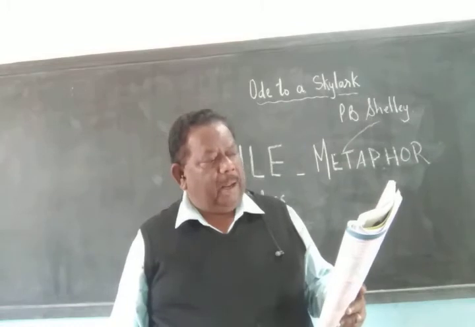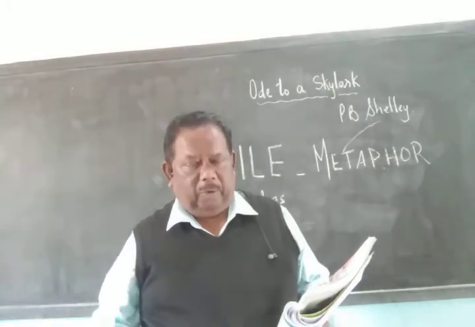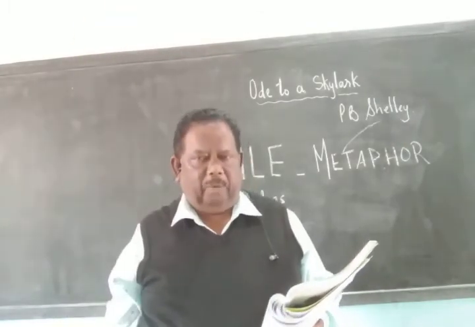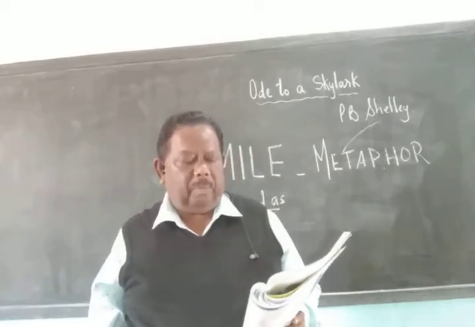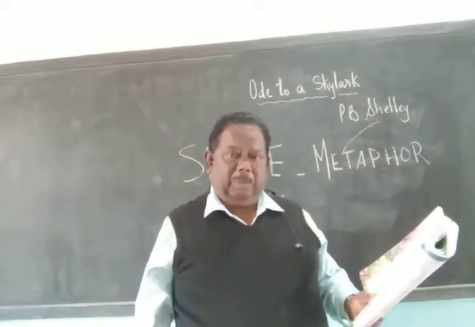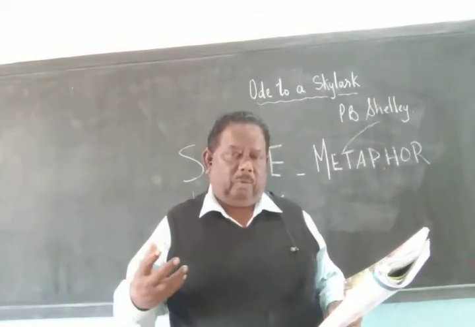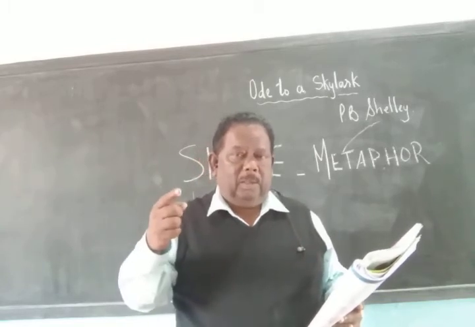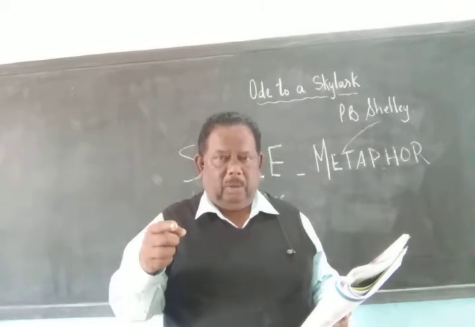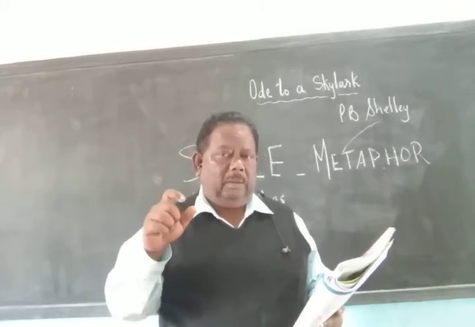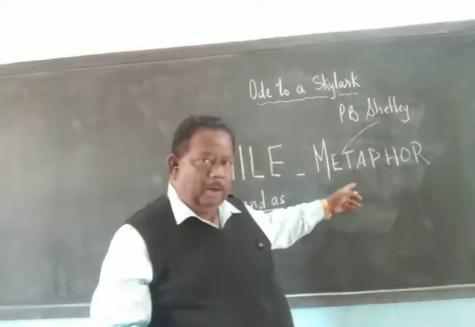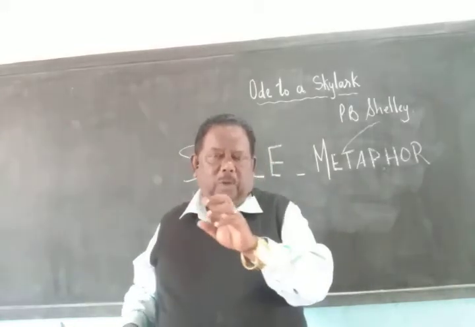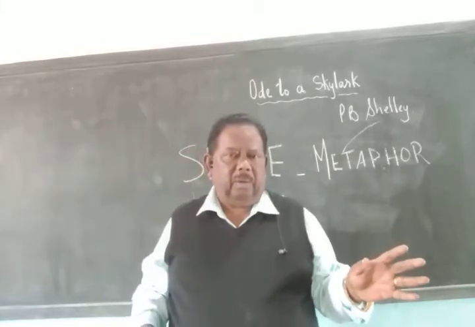Hail to thee, blithe spirit. That means we are praising, like how we say, Jai Ho. The same way, we are praising the bird. He says, hail to thee, blithe spirit. Now, blithe means cheerful, full of joy. Spirit is the bird. So what he has done, he has used a metaphor. He has compared the bird to a cheerful spirit. A spirit cannot be seen.